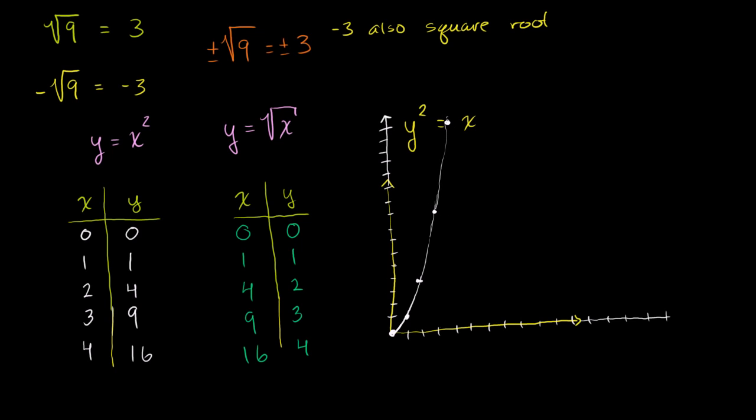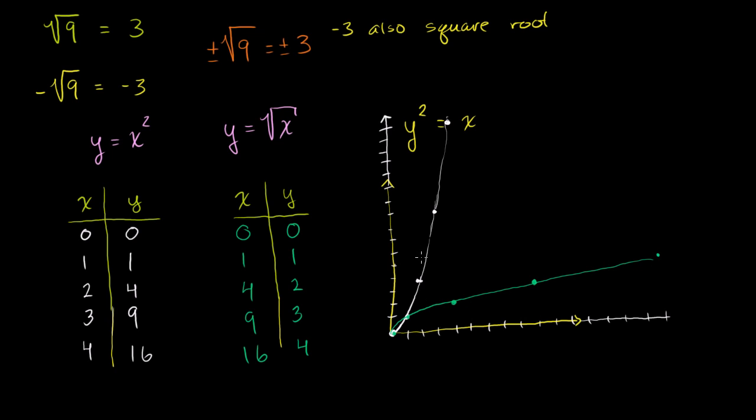Now let's graph y is equal to the principal square root of x. So here we have, once again, 0, 0. We have 1, 1. We have 4, 2. We have 9, 3, right about there. And we have 16, 4, right about there. So this graph looks like that.